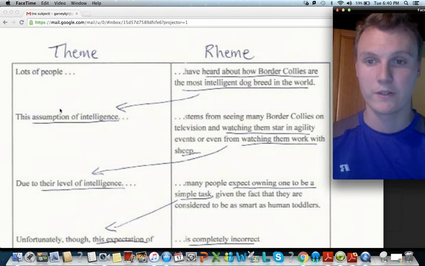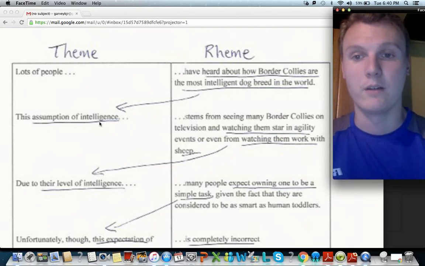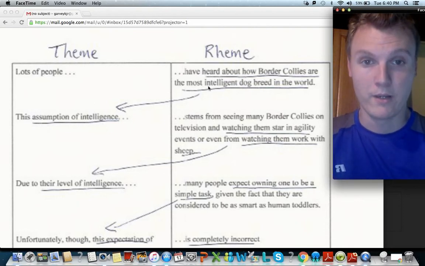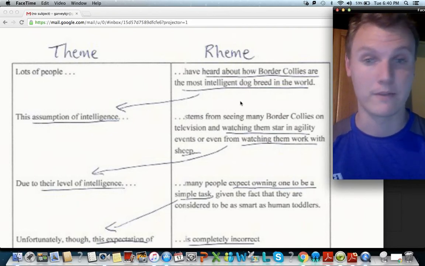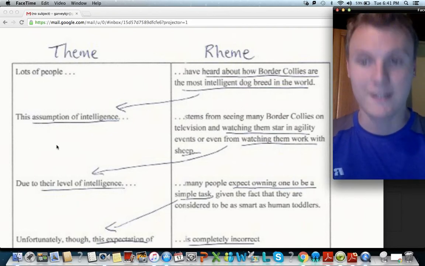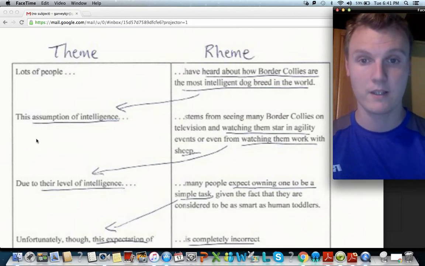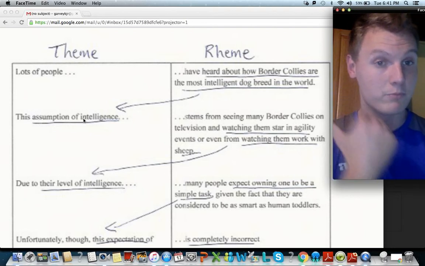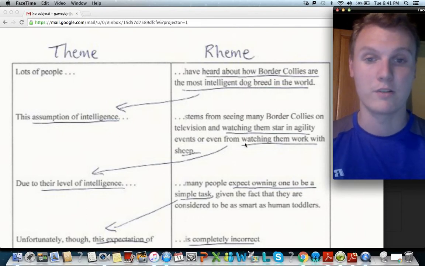Okay, so let's look at this second sentence right here. The theme, the known information of my second sentence, refers back to the rheme, or the new information, in my first sentence. So in the rheme here, I'm talking about how border collies are the most intelligent dog breed in the world. People have heard about that. And to begin my next sentence, I talk about this assumption or this idea that they're smart, right? I'm referring back to a previous idea: stems from seeing many border collies on television and watching them star in agility events, or even from watching them work with sheep.